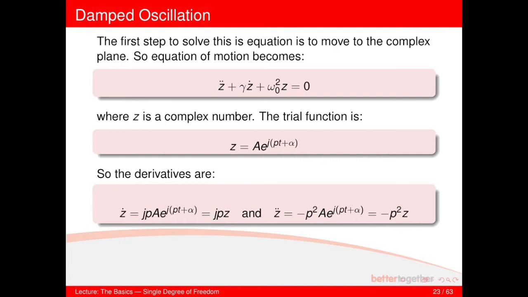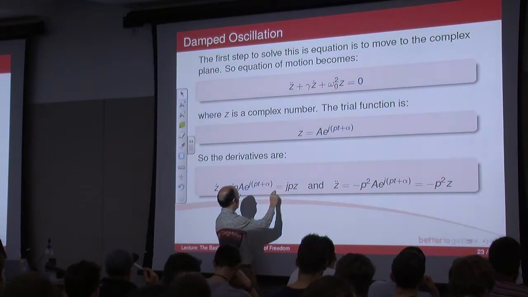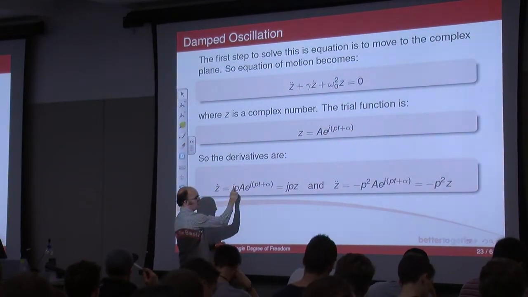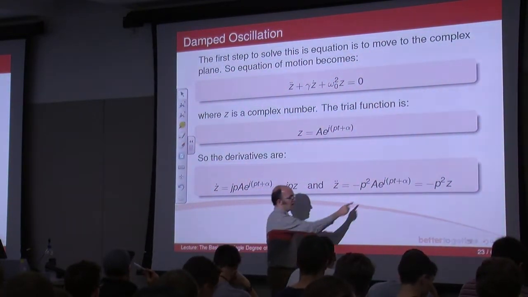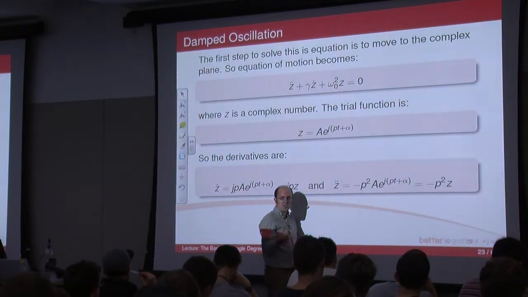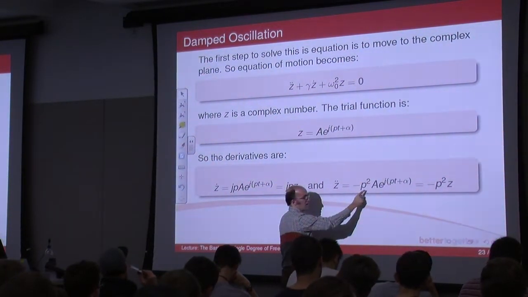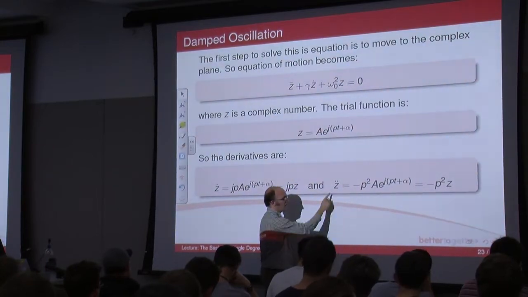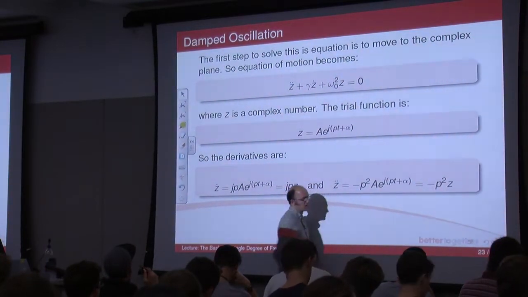And so we take derivatives. Obviously the first derivative, you get a jp coming out, j times p times t. The alpha, obviously the derivative of a constant is 0, so that disappears. So that's jpz, because that's z. Second derivative, you get another jp coming out. j squared is minus 1, hence the minus sign, and p squared is obviously p squared. And so the second derivative is minus p squared times z.